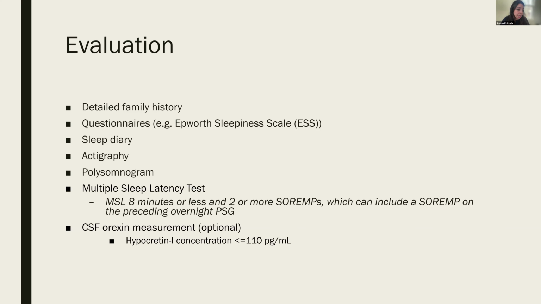The MSLT should show a mean sleep latency of 8 minutes or less. There has to be at least 2 SOREMPs, and you can use 1 SOREMP on the preceding overnight PSG. Optionally, you could get a lumbar puncture and evaluate for hypocretin concentration in the CSF, and the number to remember is less than or equal to 110.